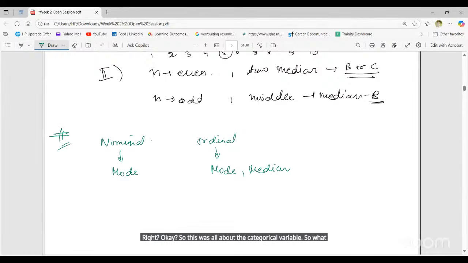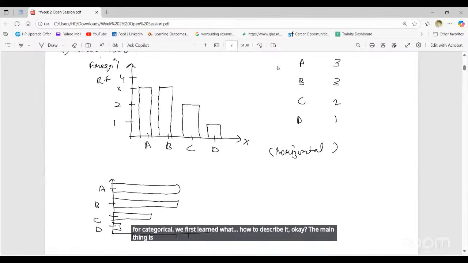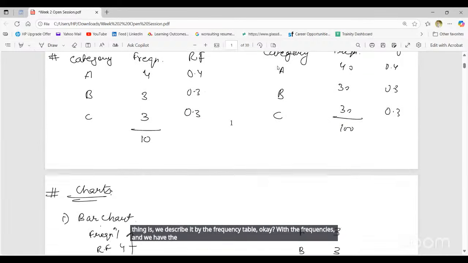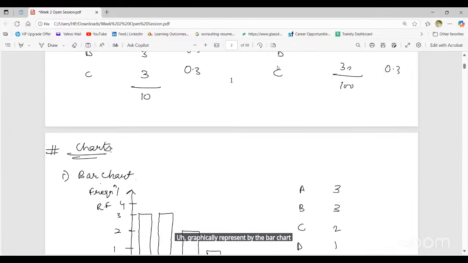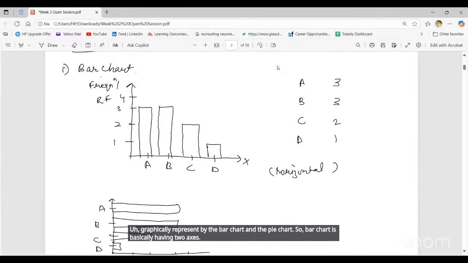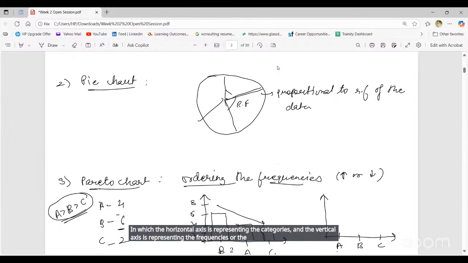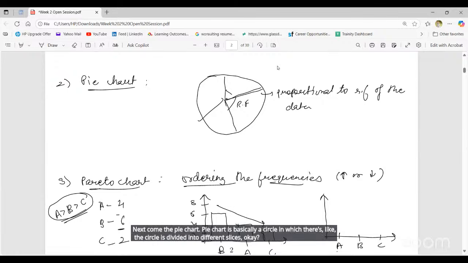So what we learned for categorical: we first learned how to describe it. The main thing is we describe it by the frequency table, with the frequencies and the relative frequencies. Then we graphically represent it by the bar chart and the pie chart. A bar chart has two axes, in which the horizontal axis represents the categories and the vertical axis represents the frequencies or the relative frequencies. Next comes the pie chart. A pie chart is a circle divided into different slices, and the slices are proportional to the relative frequencies of the data.